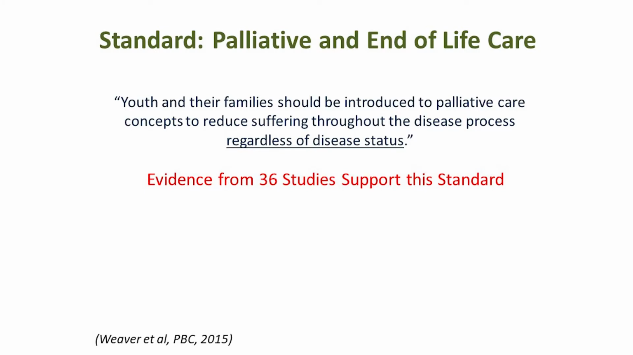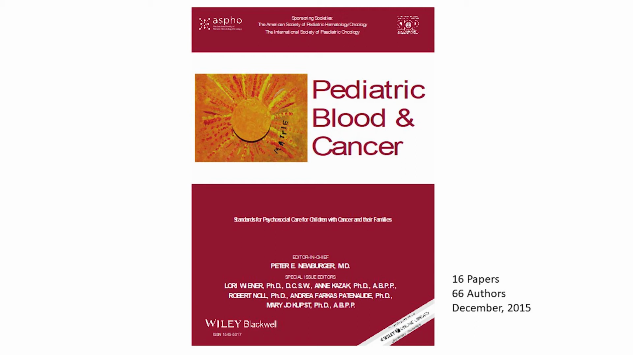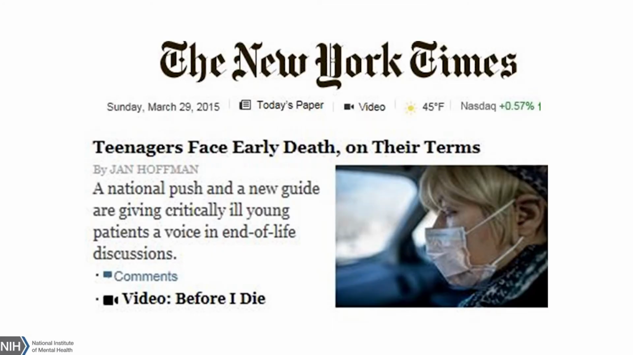I'd like to say that one of the most gratifying parts about working at the NIH is that we do have a platform, and we have created standards of psychosocial care for pediatric patients with cancer. There are 15 of them. One of them is actually palliative care and end-of-life care, and that families should be introduced to this idea regardless of their disease status through the process. All of these 15 standards are evidence-based. The standards were all published in the Pediatric Blood and Cancer Journal from December 2015, and all the evidence for these things was there. So I'll just finish here.